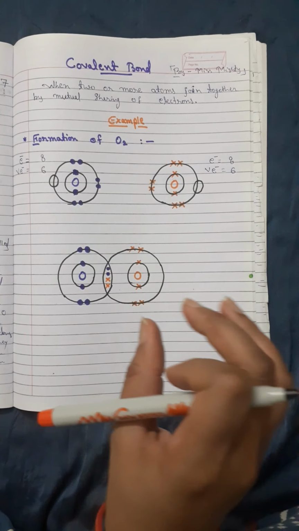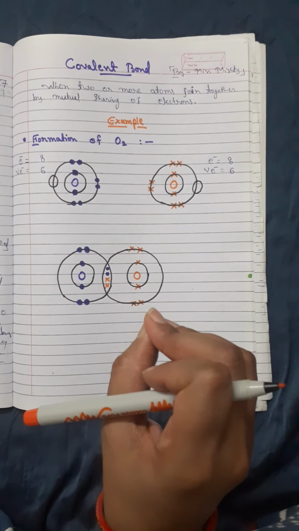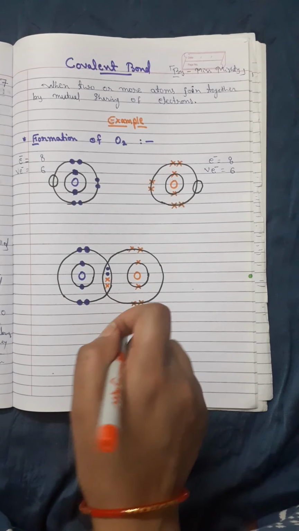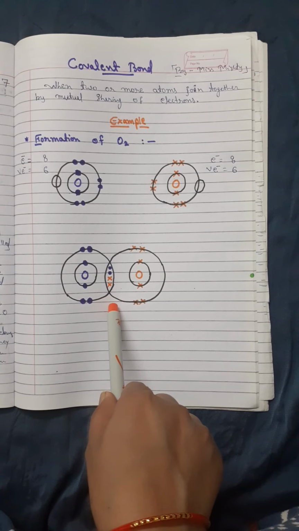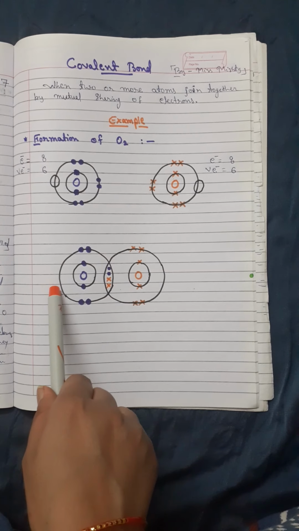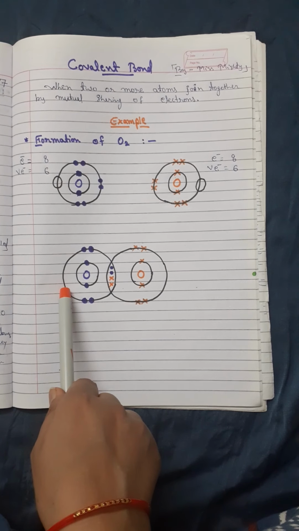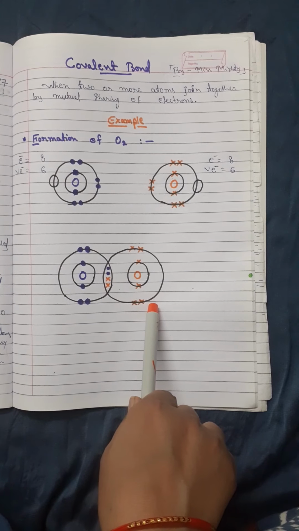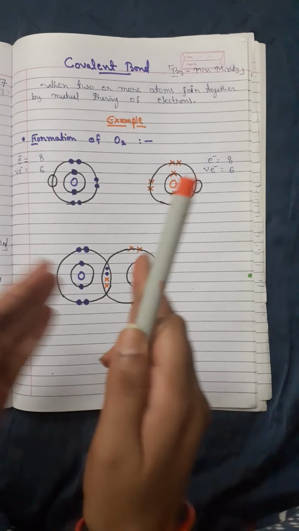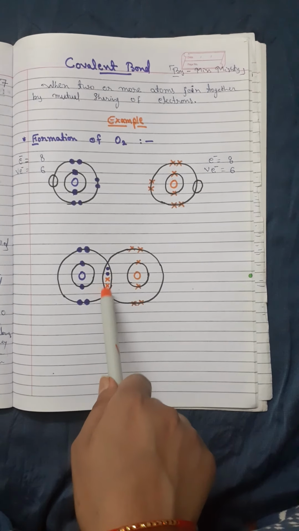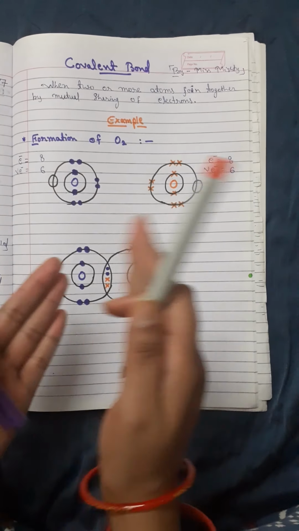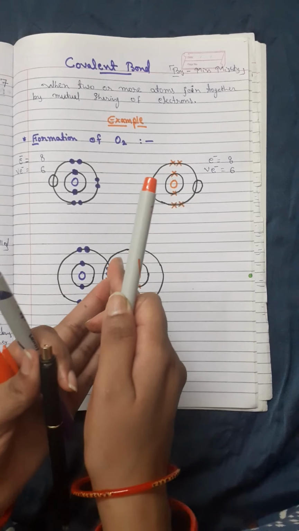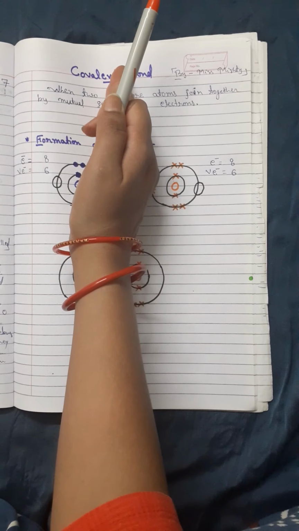oxygen gas O2. Also, you must know that these two shared pairs of electrons belong neither to this oxygen atom nor to this one. Rather, they belong to both atoms. Therefore we say that when electrons are mutually shared by atoms, they form a covalent bond.